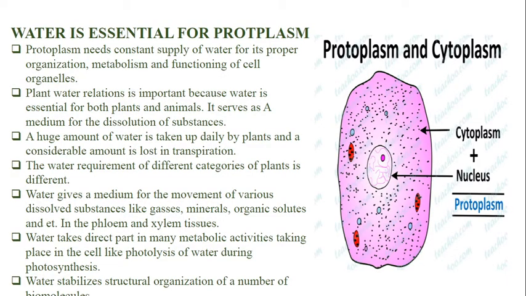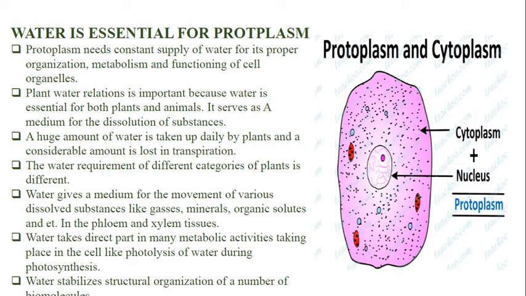Water is most essential for the protoplasm. What is meant by this? The protoplasm is the addition of cytoplasm and nucleus, meaning a single cell which is devoid of plasma membrane or cell wall is called protoplasm. This protoplasm is actually living in nature. So this living protoplasm needs water supply. It is needed for the proper organization, metabolism and functioning of cell organelles.